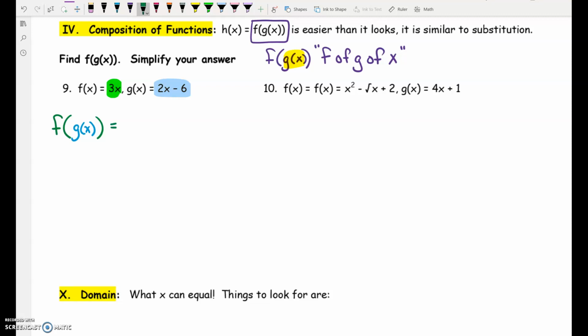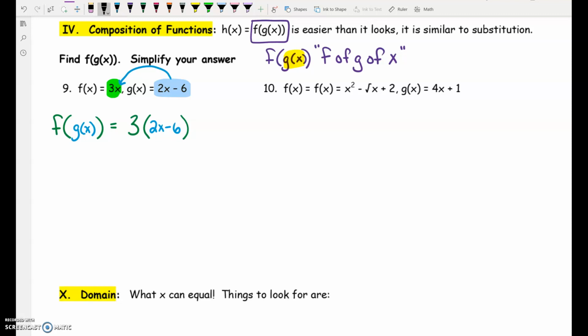What I like to do is think about, we're taking in the green function, we're going to take the x out and we're going to put the entire 2x minus 6 in its place. We're going to take 2x minus 6 and substitute it for the x. So the green function is 3 times something. That something is going to be the 2x minus 6. We're taking the blue function and plugging it into the x of the green function.